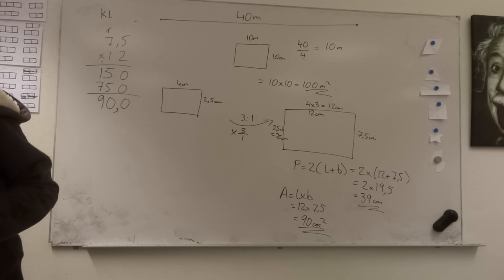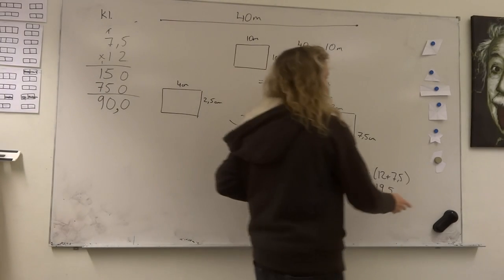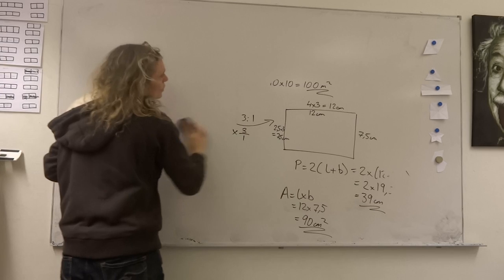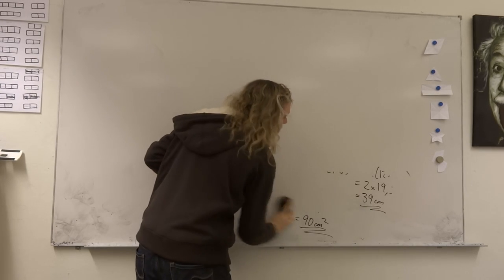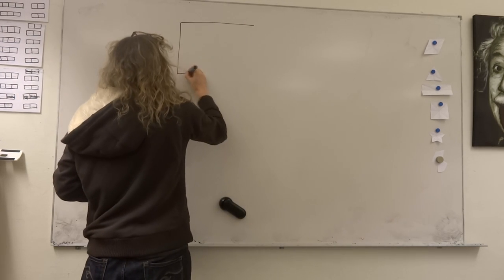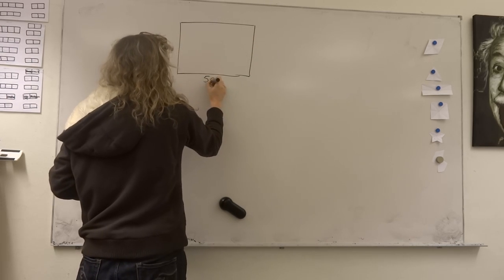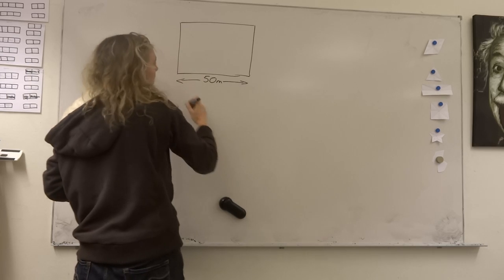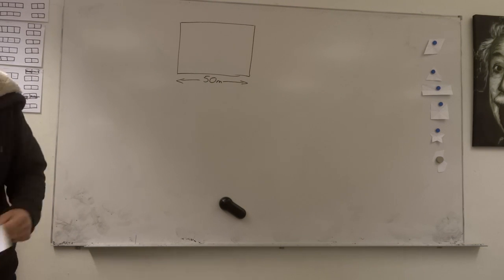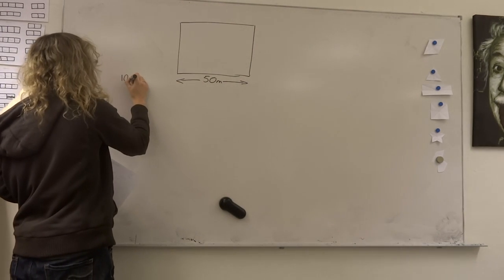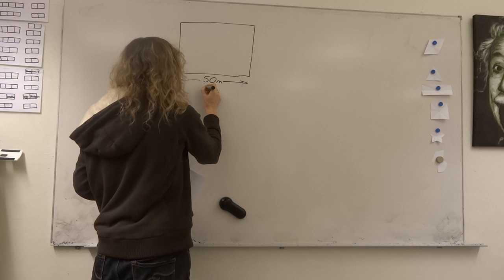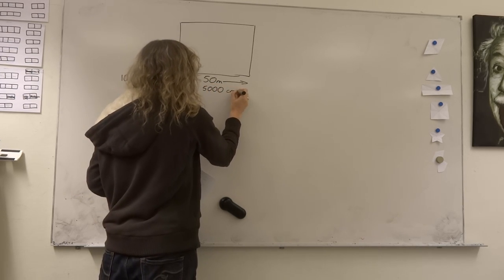Then we have a plot that is 50 meters long in reality. So we've got a plot where the length of the plot is 50 meters in reality, and it's been scaled down to 10 centimeters. So the first thing we have to do is change these meters into centimeters. 50 meters is the same as 5,000 centimeters.